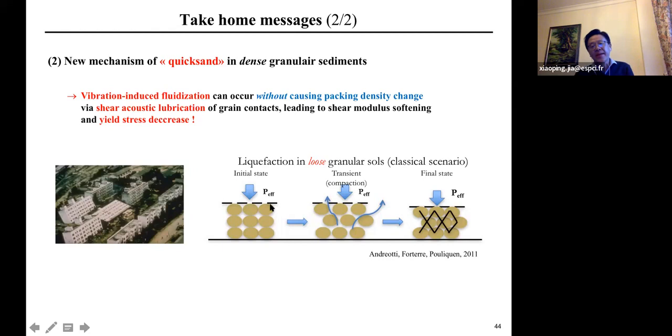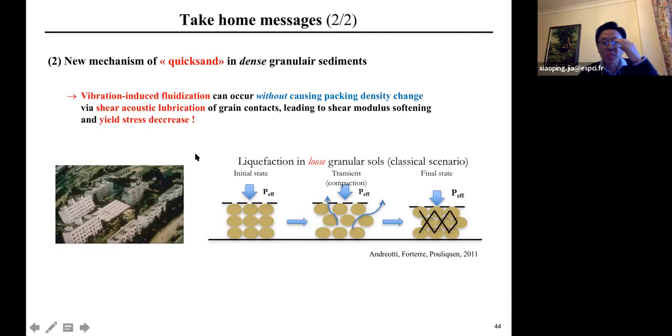As I mentioned at the beginning, our granular sediment is already dense. So we propose a new mechanism of quicksands, due to this solid skeleton softening, which is not related to the pore pressure increase proposed in the classic liquefaction system when you have seismic waves, etc.